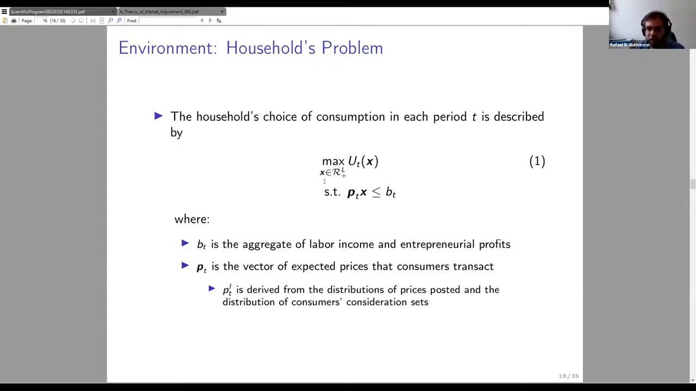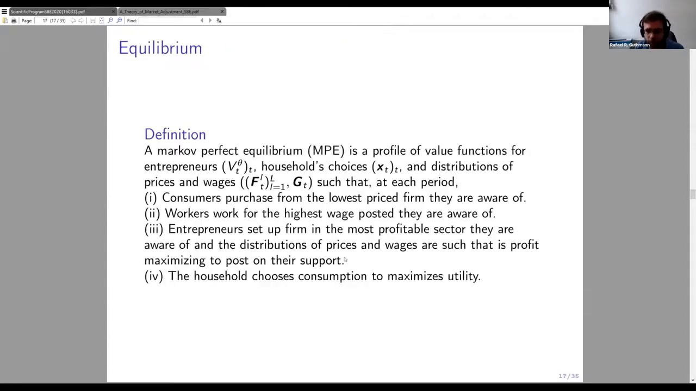And similarly, the household will have expected wages that it will receive from its labor force, and the household also owns all the entrepreneurs. They are part of the household, so the income of the household is the aggregate of labor income and entrepreneurial profits, and the prices are the expected prices that consumers transact at, and the household maximizes utility in each period, given this. So then the equilibrium concept here is Markov perfection, right?